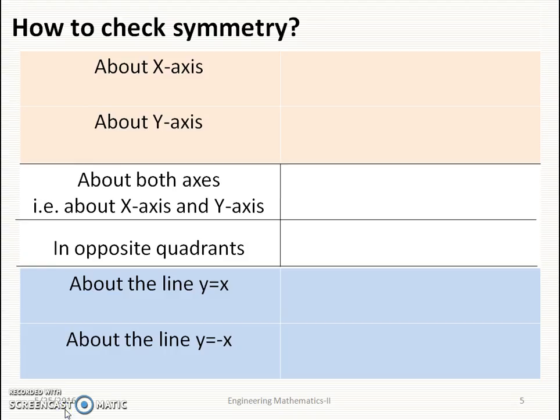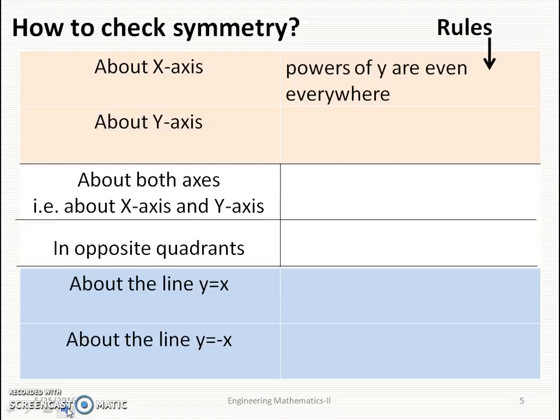But how to check symmetry mathematically? If the equation of a curve is provided in Cartesian form, then how do we check whether that curve is symmetrical about the x-axis, y-axis, about both axes, whether that curve is symmetrical in opposite quadrants, and whether that curve is symmetrical about the line y is equal to x and about the line y is equal to minus x? So there are some rules. Let us consider these rules one by one.